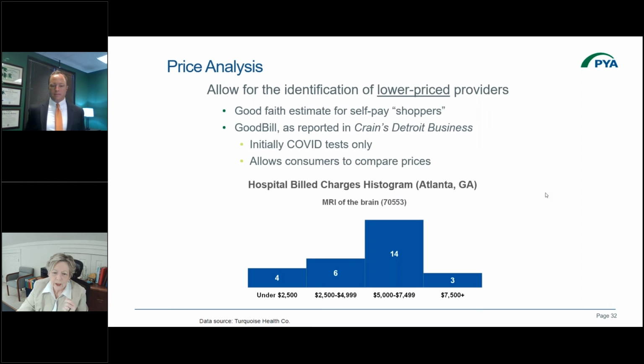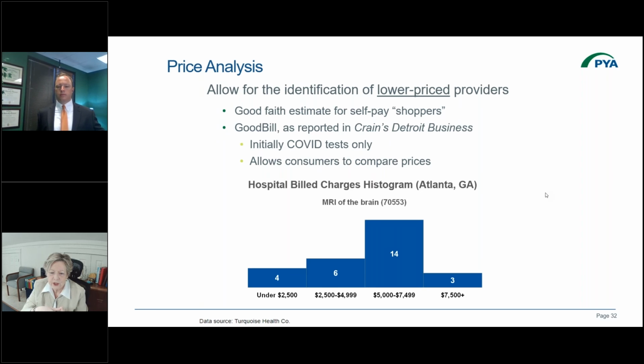One of the things we have identified in working on this information is that people are starting to look at the data that's been posted, and they are doing evaluations and modeling. There is a site that has been developed for consumers. It was originally put in place to help consumers compare prices for COVID tests. They are now moving into a number of shoppable items and services, to allow the consumer to better identify lower price providers. The name of the company is Goodbill. There was an article on them in Crain's Detroit Business.